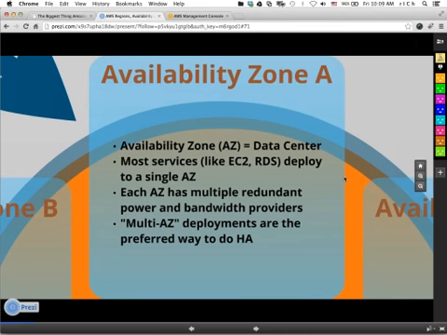An availability zone is essentially a data center. If you're familiar with the concept of a data center, a physical location that houses a bunch of compute and storage resources, that's exactly what it is. So this availability zone A is a physical data center. Availability zone B is another separate physical data center. A region ties together many of these data centers via high bandwidth, low latency fiber.